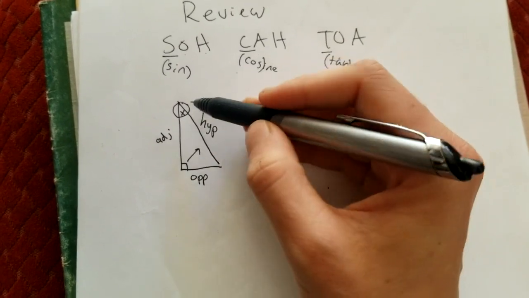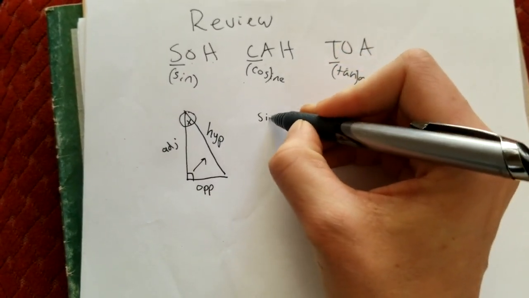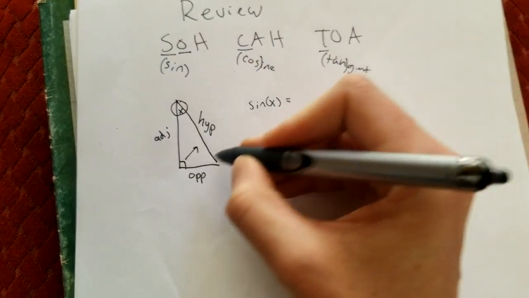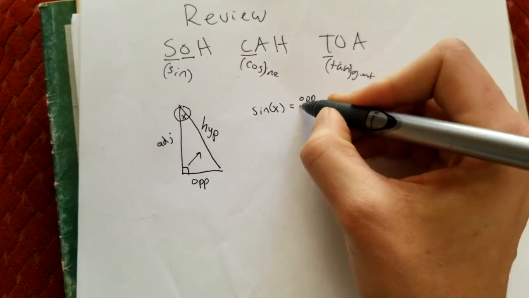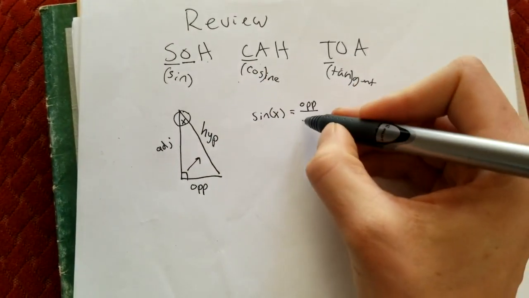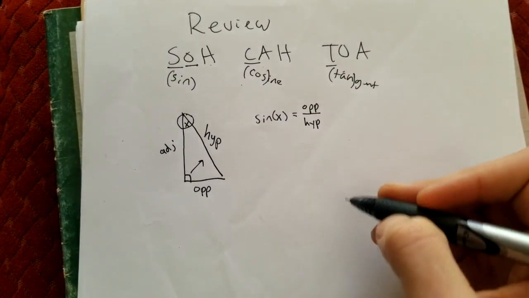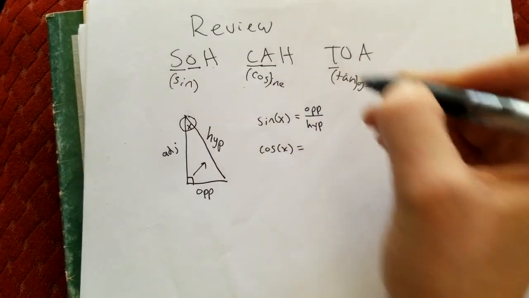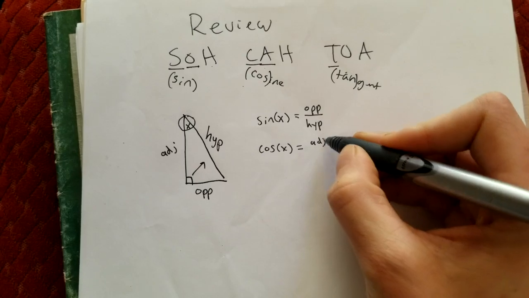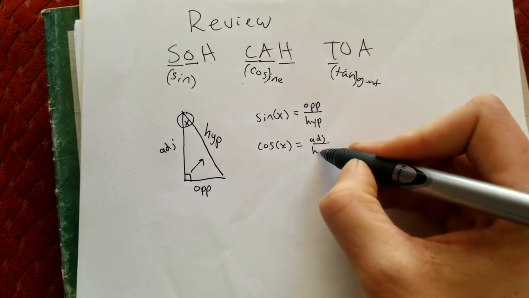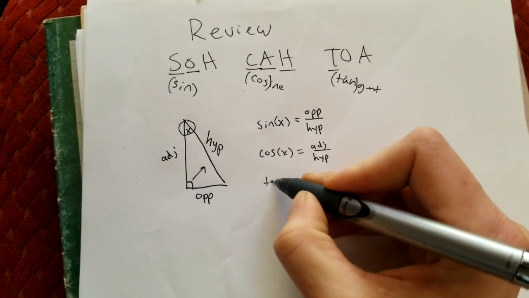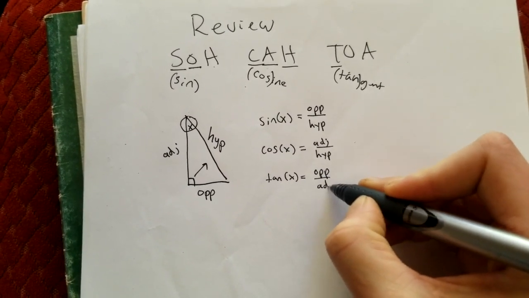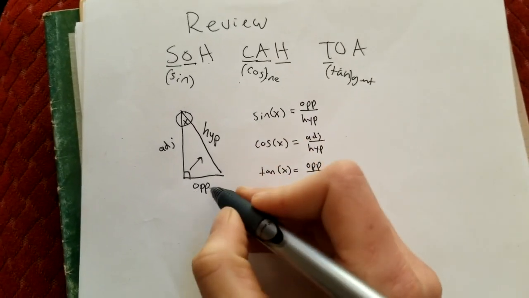If I wanted to show you what sine of x is, I would put opposite, which is right here, and divide it by my hypotenuse. If I wanted to figure out what cosine is, I take my adjacent and divide by my hypotenuse. And lastly, if I want to find what tangent is, I take my opposite side and divide it by my adjacent side.